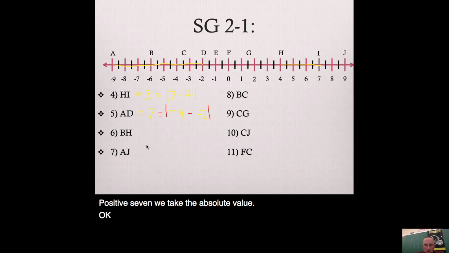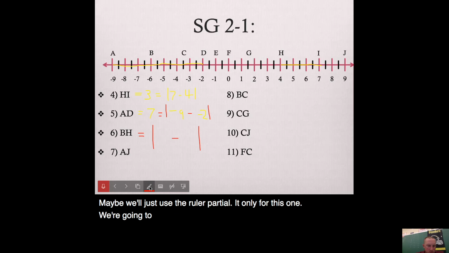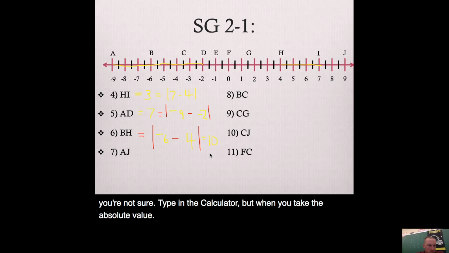Okay, let's try one more. B to H. Maybe we'll just use the rule of the postulate only for this one. We're going to subtract two numbers. What's the coordinate for point B? -6. Coordinate for point H is 4. -6 minus 4 equals -10. If you're not sure, type it in the calculator. But when you take the absolute value, you get +10.